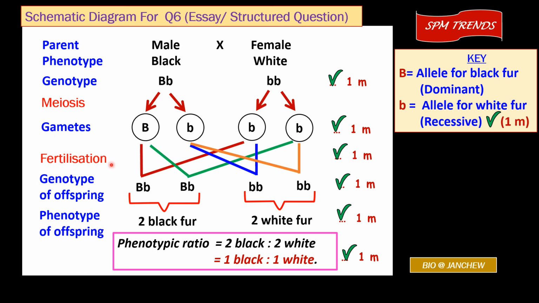Next, the genotype of the offspring, again in one horizontal line: big B, small b, big B, small b, small b, small b, small b, small b, all the b's. So 1 mark here. And finally, for the phenotype of the offspring, we must bracket up and show which one has black fur and which one has white fur, and write the numbers down. So 1 mark. Phenotypic ratio, if you show the working and the final result, is 1 mark. Altogether there are 6 marks plus this one, 7 marks. So any 6 points will get you the maximum of 6 marks.